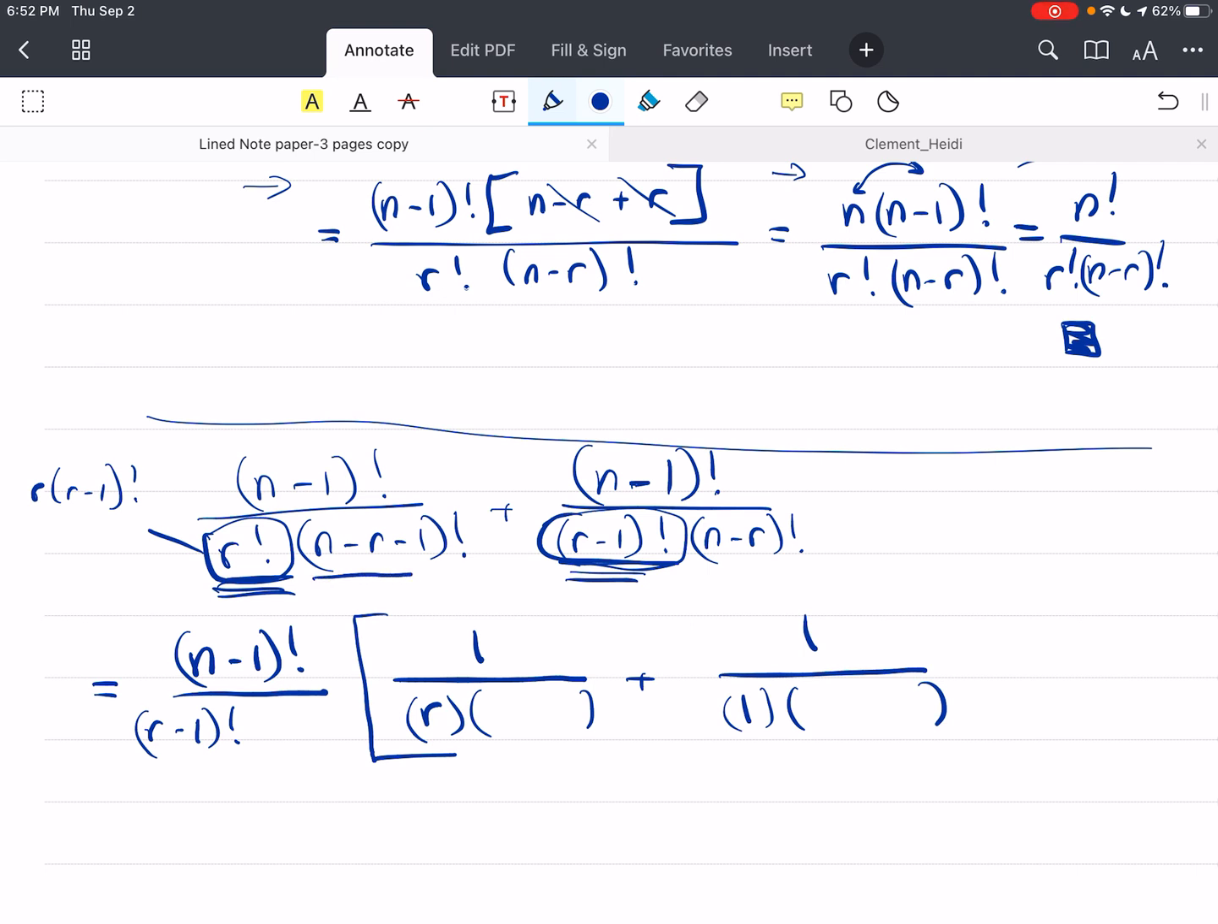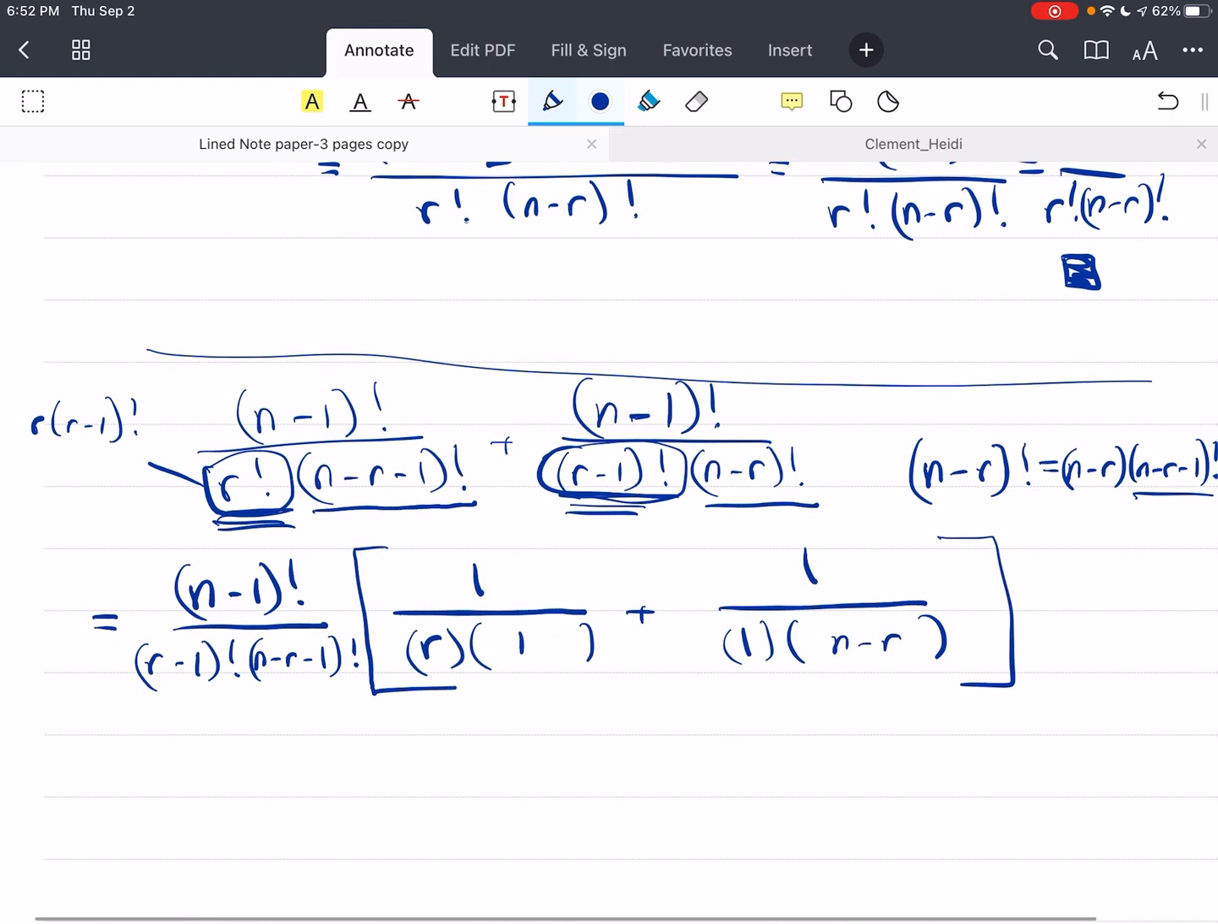Now, from the second term, between this and this, the biggest thing in common they have is (n minus r minus 1)!. Because remember that (n minus r)! equals (n minus r) times (n minus r minus 1)!. So I could factor out that. So I do (n minus r minus 1)!. Now, I'm left with a 1 here, and I'm left with an n minus r here. Now, I have 1 over r, the first fraction, and 1 over n minus r.